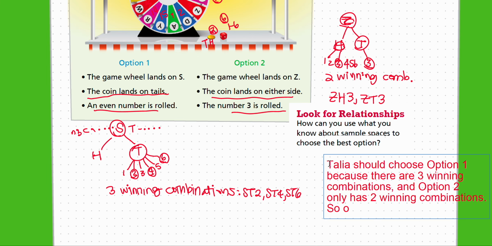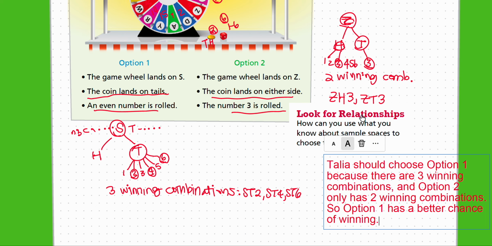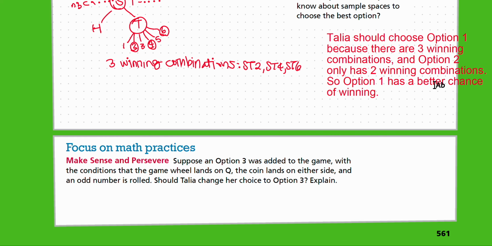So option 1 has a better chance of winning compared to option 2. Okay, good. So this is why we need probability in real life. Let's look at focus on math practices.